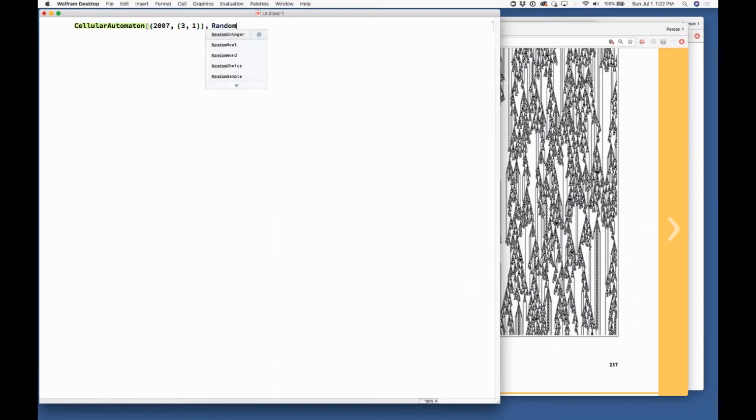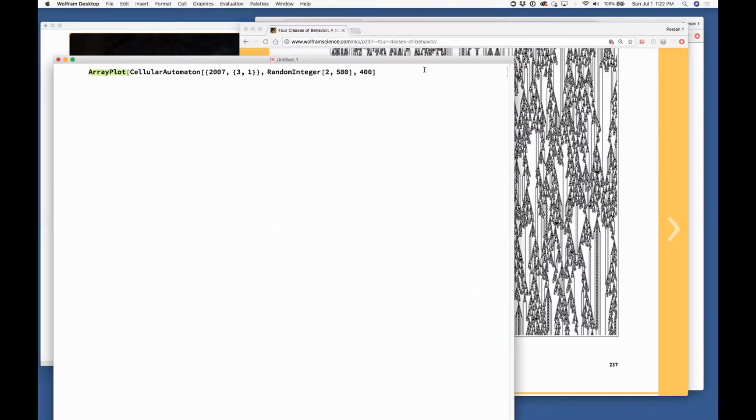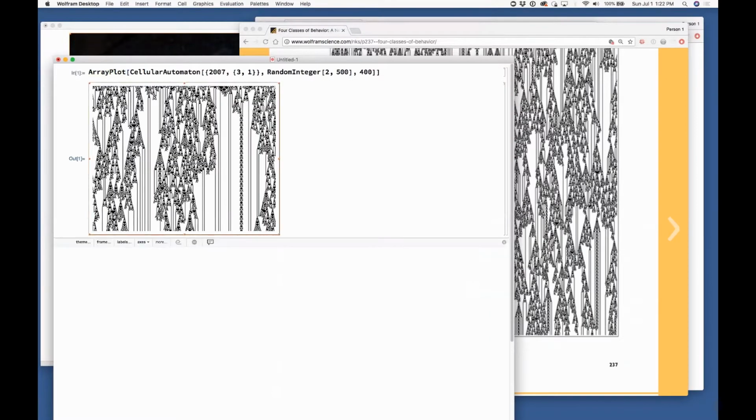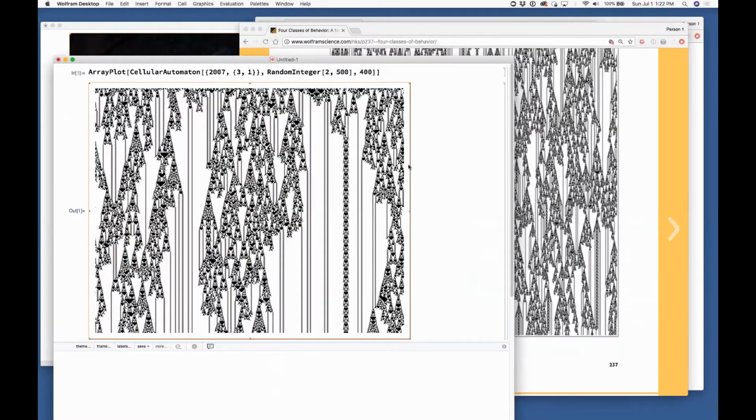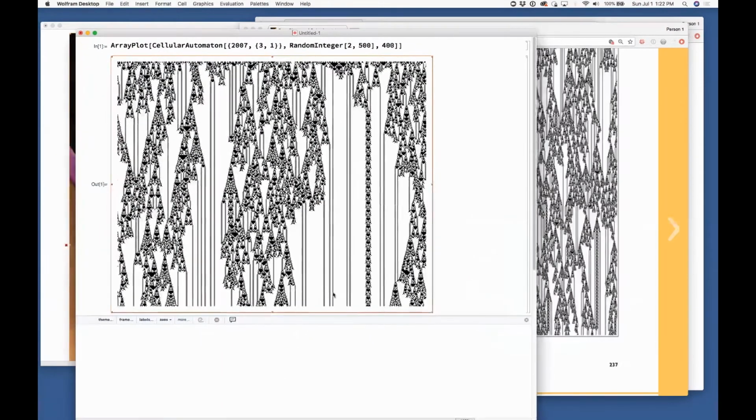And then it will be a random integer list of 0 to 2, let's say 500 of those, 400 steps, and then an array plot of that. Let's see if that's going to give something sensible, or if that's going to give complete garbage. Yeah, there we go. That's that rule. Okay, so let's take a look at whether this guy is a potential candidate for what we're talking about.